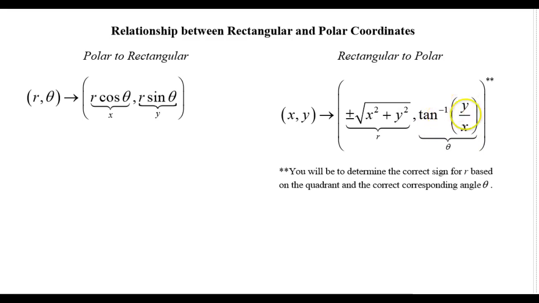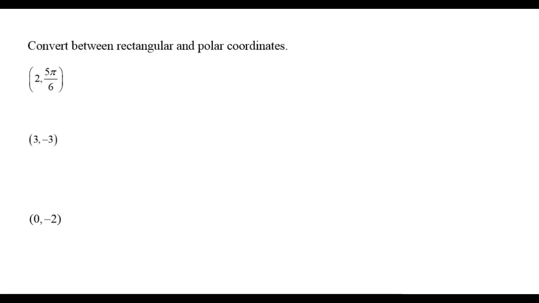So tan inverse of y over x will give us our angle, and then we need to be the ones to determine the correct sign for r based on the quadrant that x, y fell in and the angle that comes out of using tan inverse. We'll do some examples of these next, but these are the relationships that allow us to go from rectangular to polar and polar to rectangular.